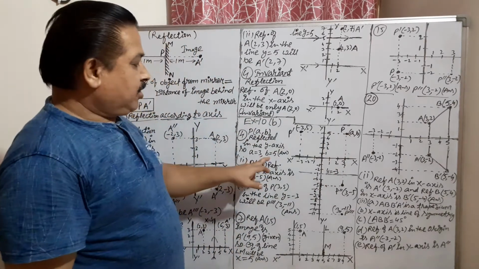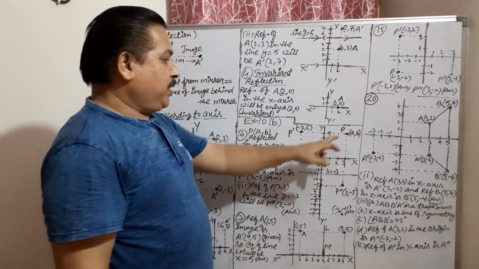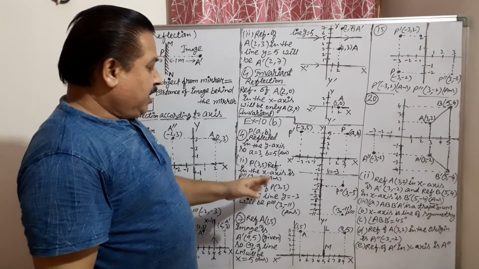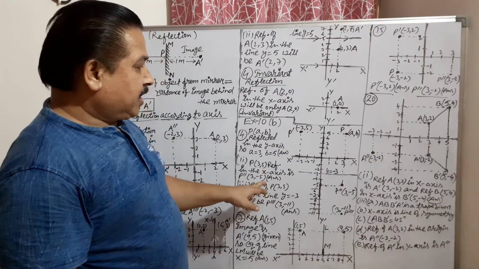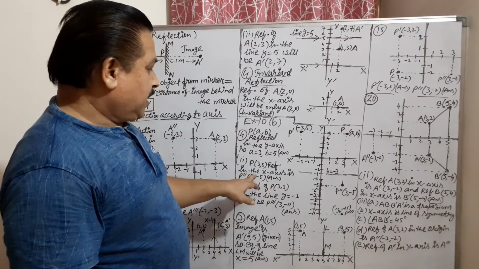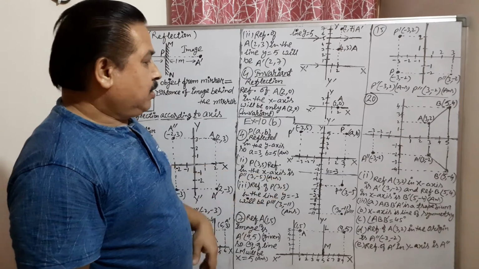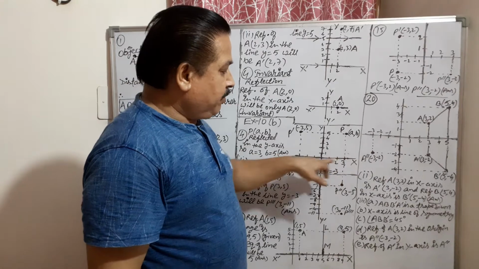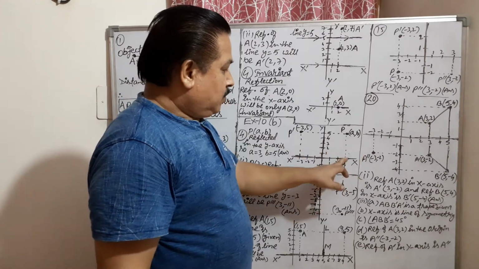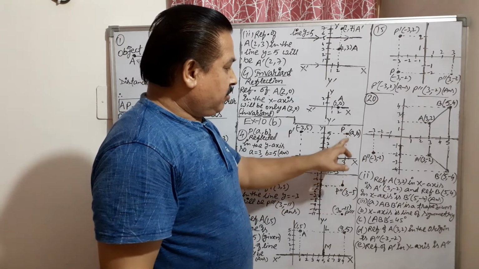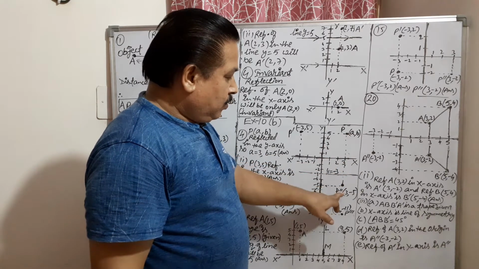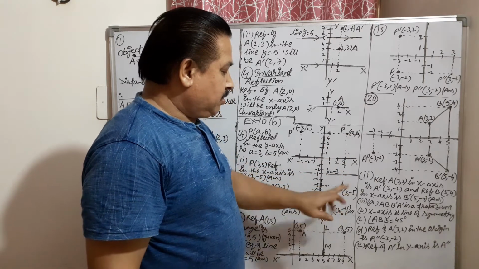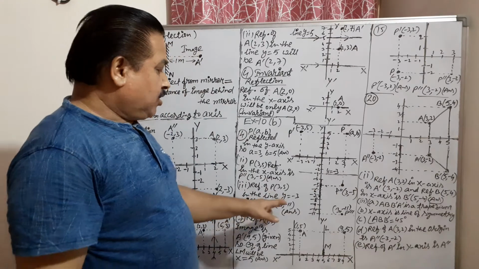So A value will be 3 and B value will be 5. So P has come. Now second point, when P is reflecting in the x-axis. Now this point is going to reflect in the x-axis. X-axis becomes a mirror now. So yes, check the distance. The same distance it will come down. So answer will be 3 comma minus 5. Second point answer.